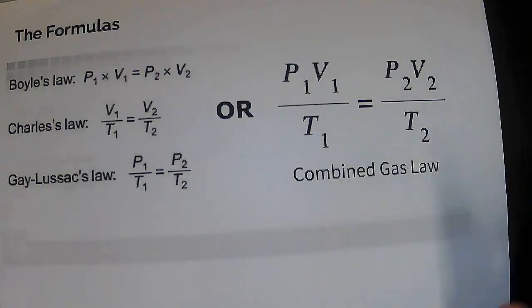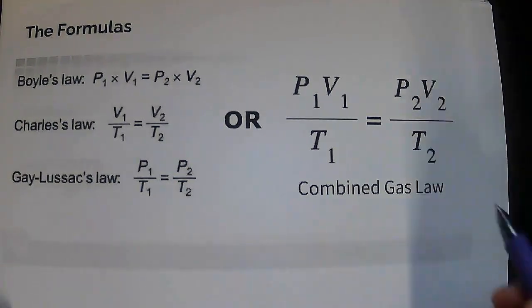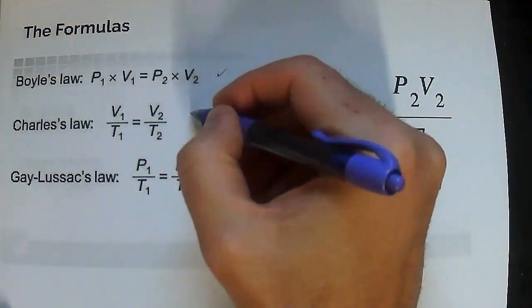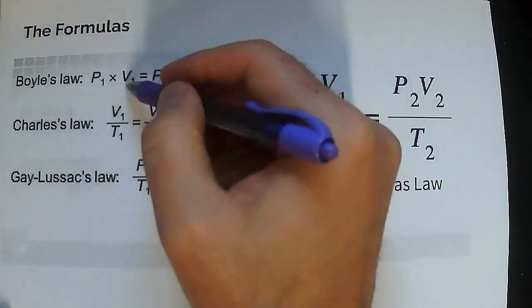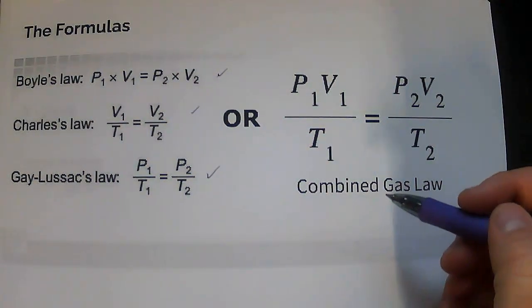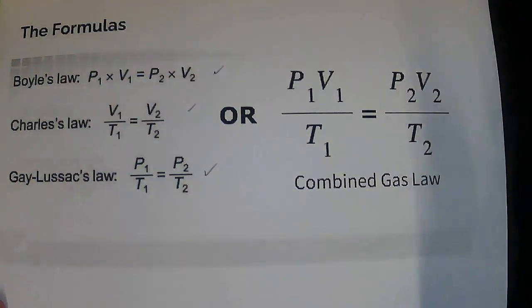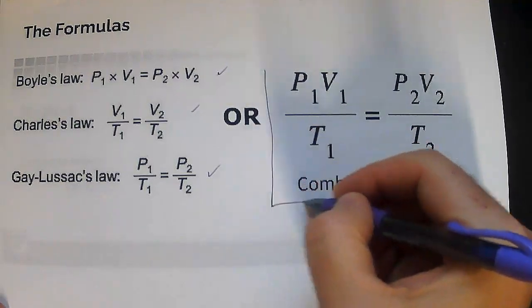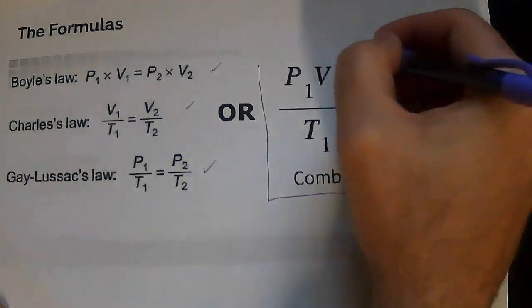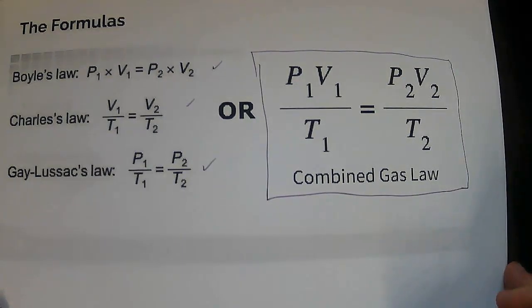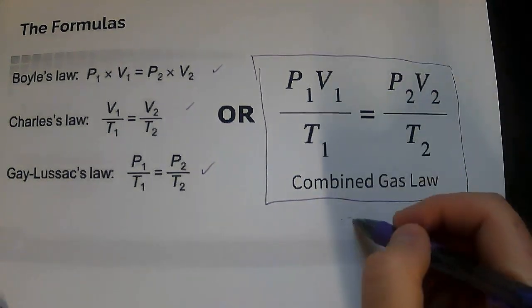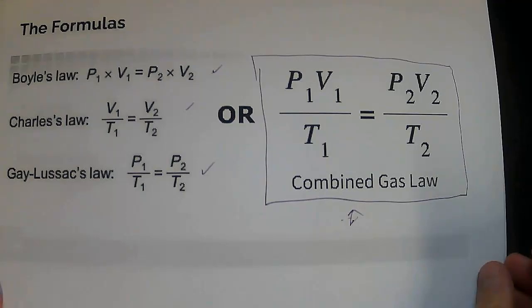So here's the summary. You may want to pause this to write this down. What happened is Boyle, Charles, and Gay-Lussac came out with these mathematical representations of their laws. But somebody came along then and combined them all into one big law called the combined gas law. And this is the gas law that we're going to use a lot.